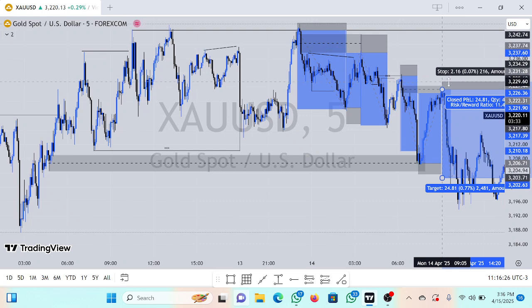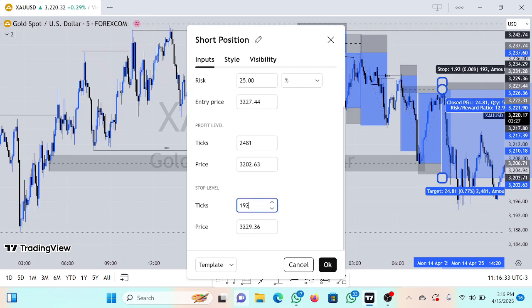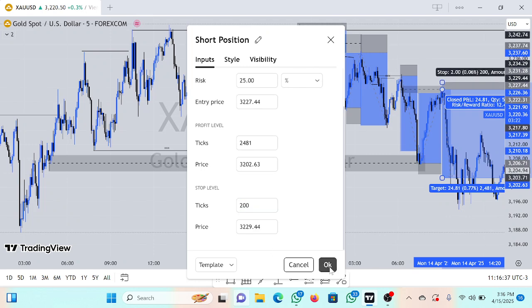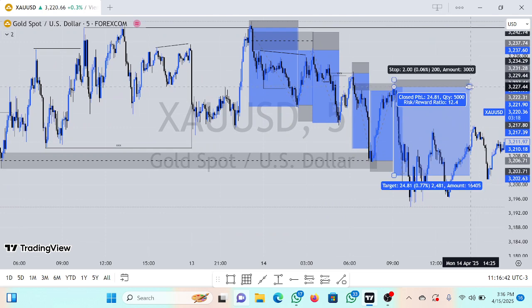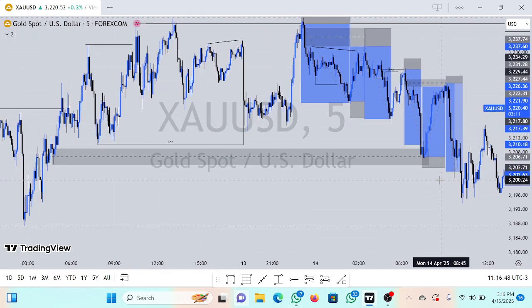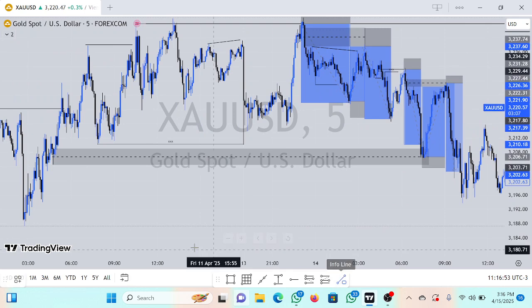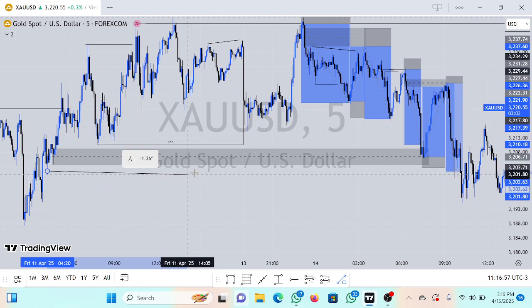So our POI, 20 pips SL. So our TP should be the nearest liquidity, which is here. So you can see that here is the nearest liquidity at the 5 minutes time frame.